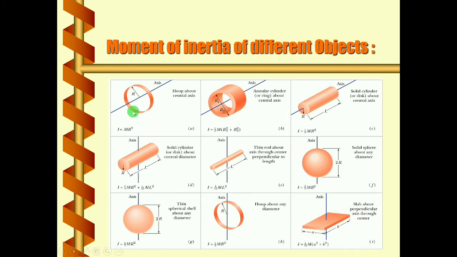Now, when we consider different objects, the expression for I, that is the moment of inertia of different objects, changes with the position of the axis of rotation. When you change the position and orientation of the axis of rotation, the value of moment of inertia will change. You have to remember all these formulas with the position and orientation of the axis of rotation. For example, when a ring is rotating about an axis passing through its center and perpendicular to its plane, in that condition I equals m r square.